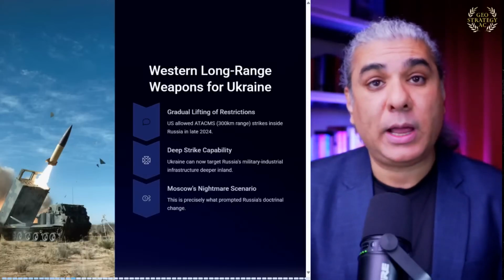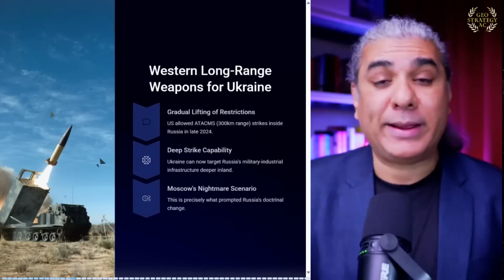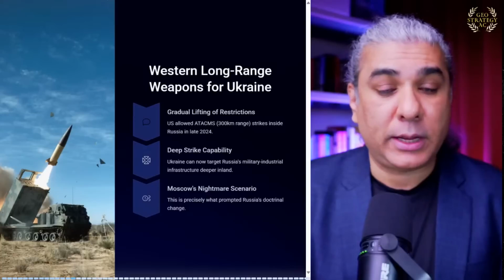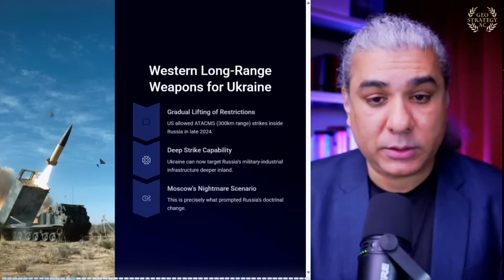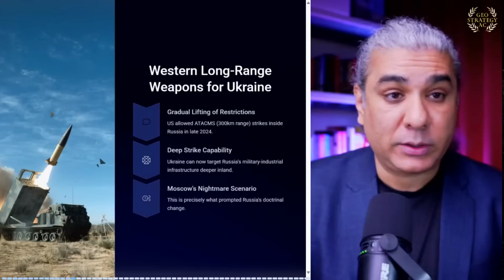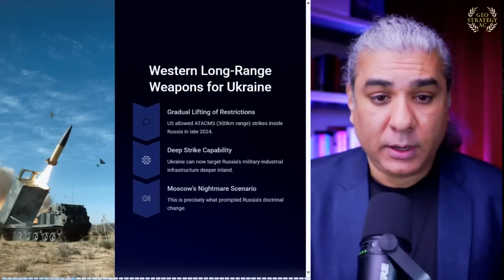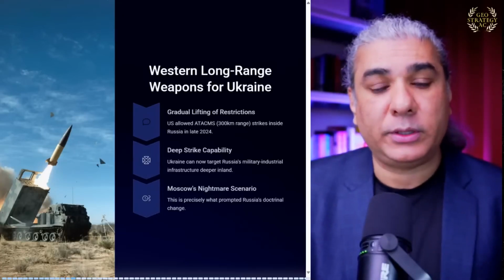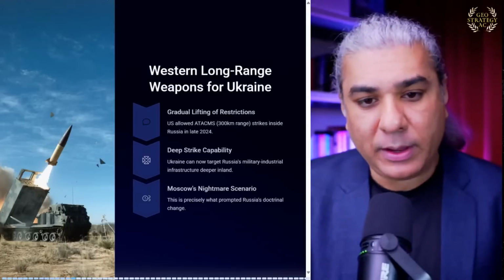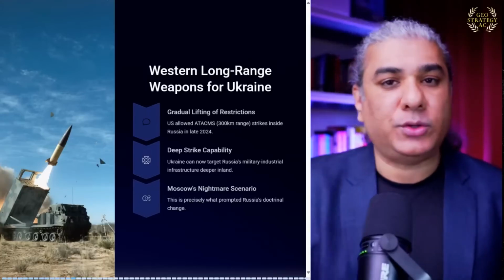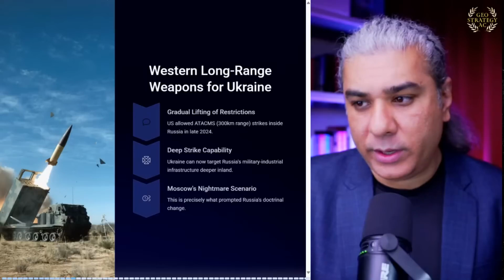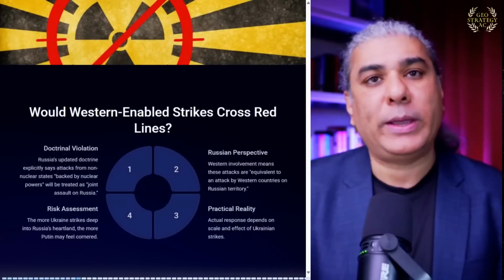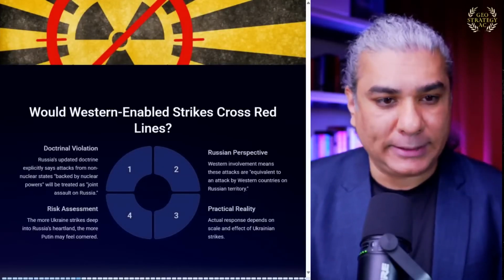So this means that Ukraine now has a deep strike capability. Ukraine can now target Russia's military industrial complex deep within Russia's territory, deeper inland. Infrastructure, military infrastructure, industrial infrastructure, maybe civilian infrastructure, we'll see, right? And this change that happened in late 2024, the US allowing Ukraine to use this weapon, is what prompted Russia's amendment of its nuclear doctrine.